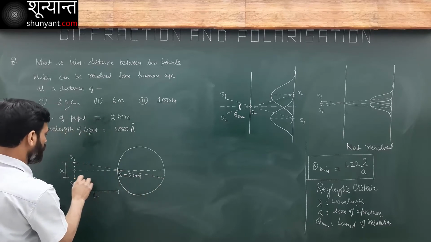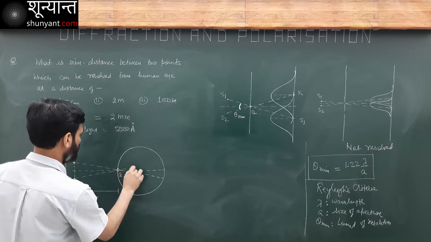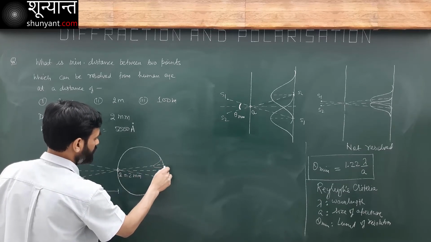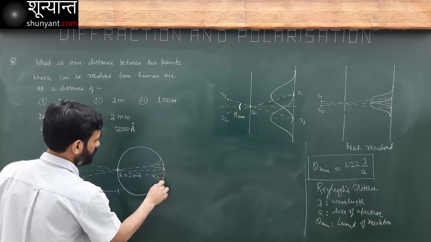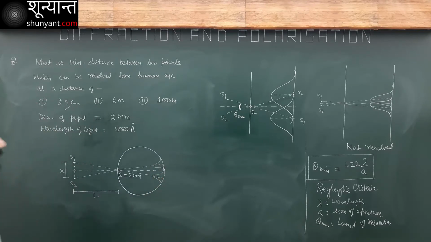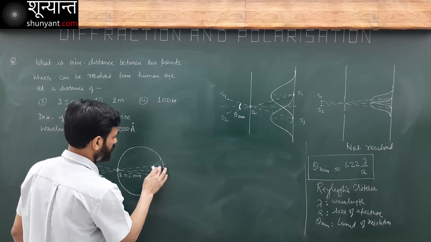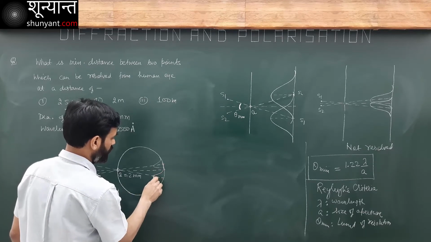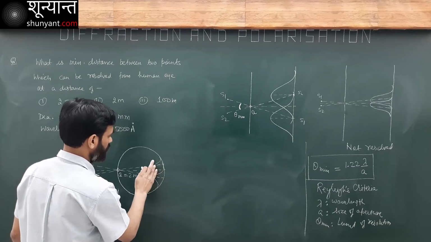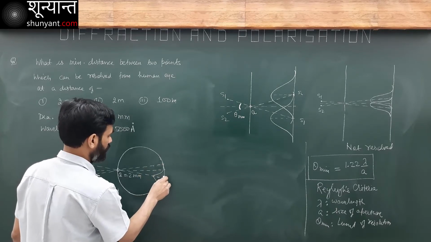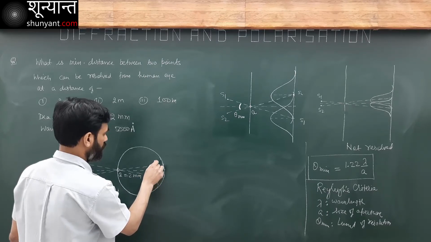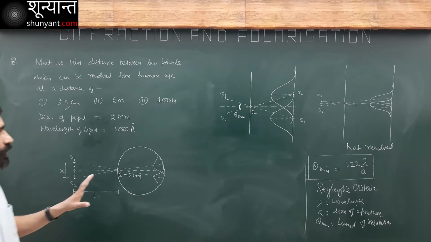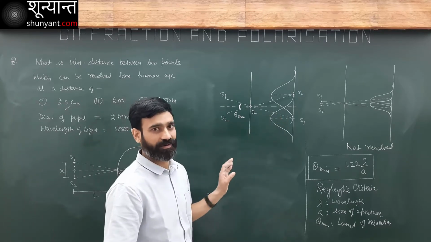It should be well resolved, such that I get this pattern separately like this. So they are well resolved. I think it's not correct. The minima of the one will fall on the maxima of the other. It's something like this. Two diffraction patterns, they are well resolved. This is the case of well resolved.